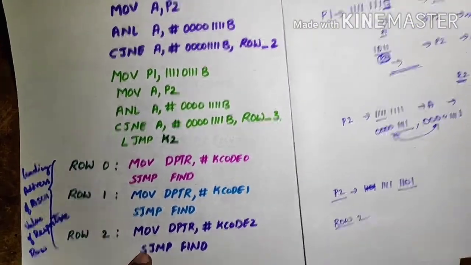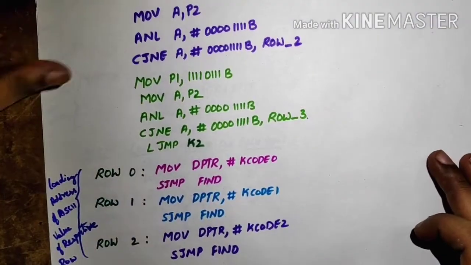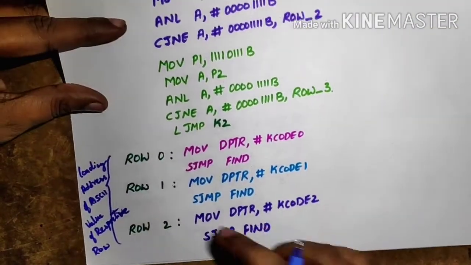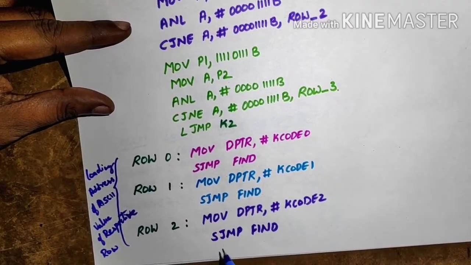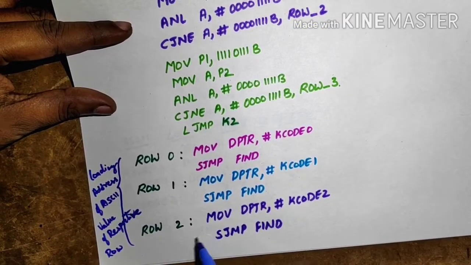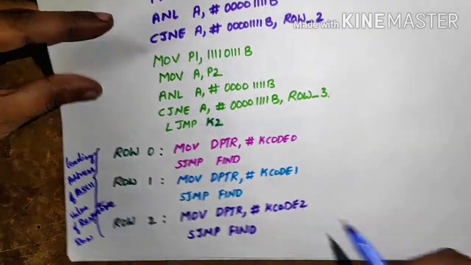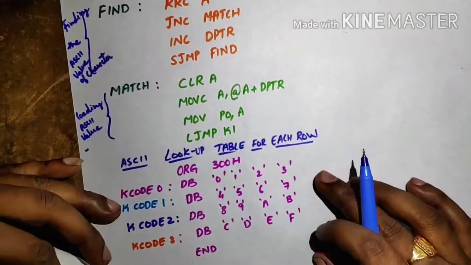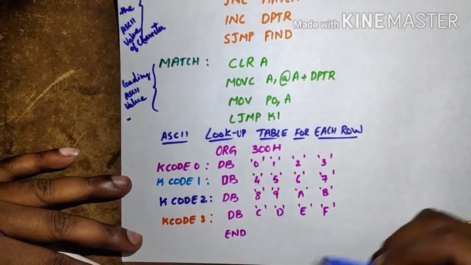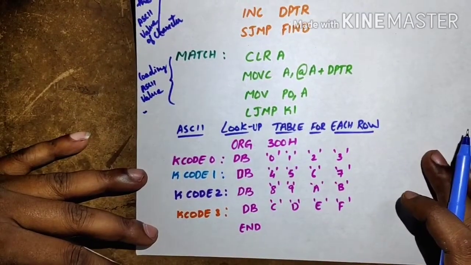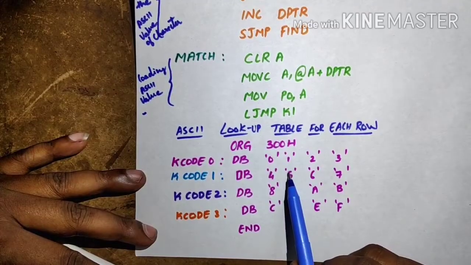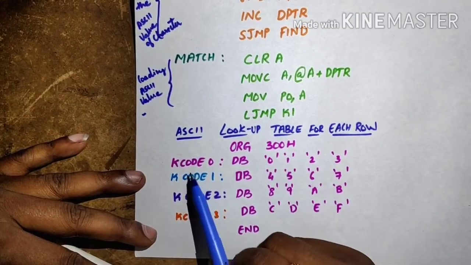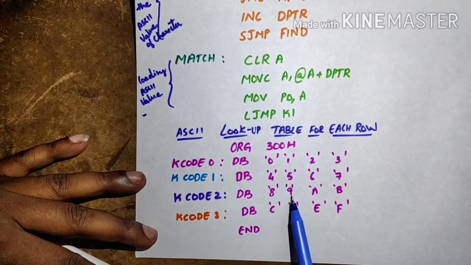So here is the subroutine of row 2. All the row subroutines will look the same here. This particular subroutine will make us move to our lookup table. The lookup table is nothing but a table which contains the ASCII values of our keys. For here we have pressed 9.